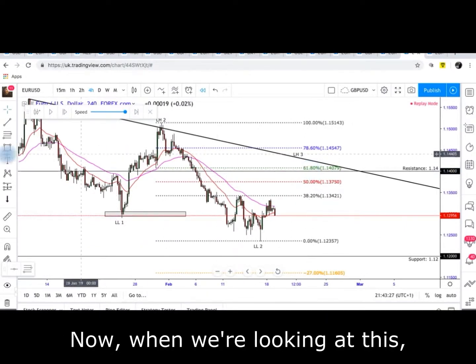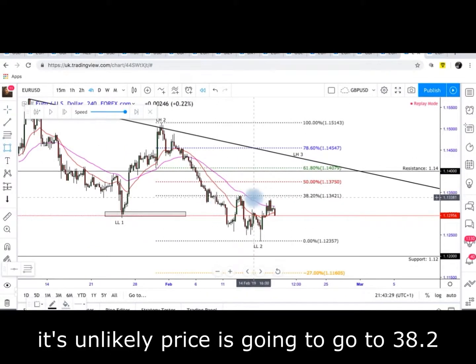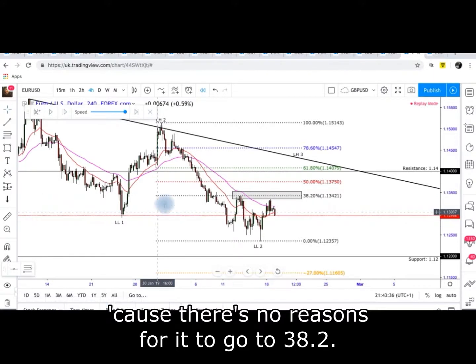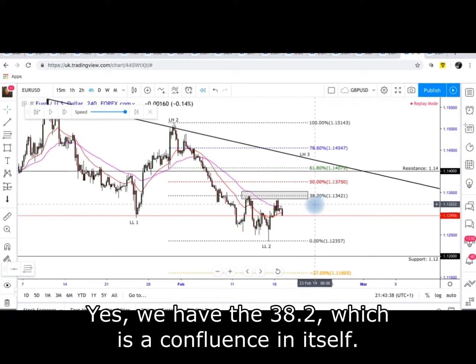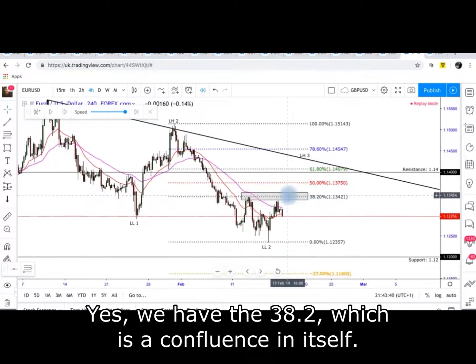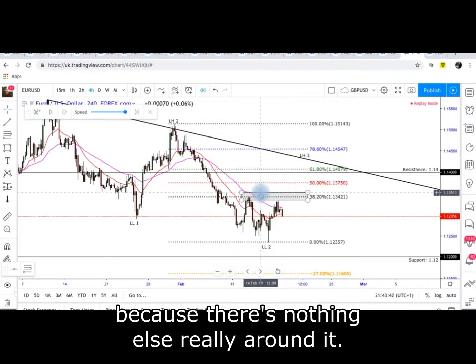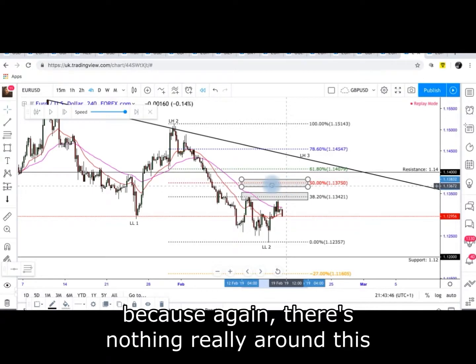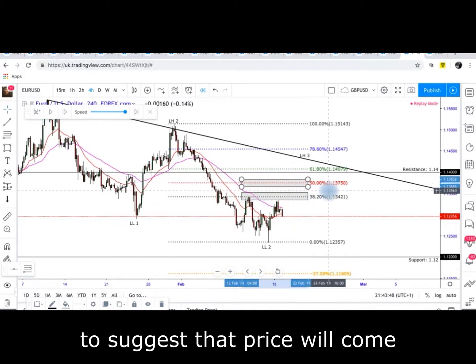Now, when we're looking at this, it's unlikely price is going to go to 38.2, because there's no reason for it to. There's no confidences really around here. Yes, we have the 38.2, which is a confidence in itself, but there's no reason for it to come here because there's nothing else really around it. We also know that we're probably not going to come to the 50 because, again, there's nothing really around here to suggest the price is going to come.